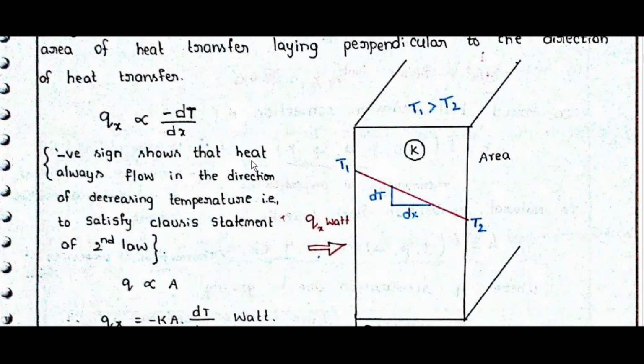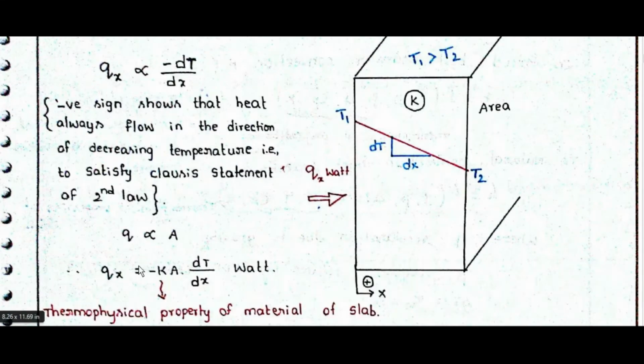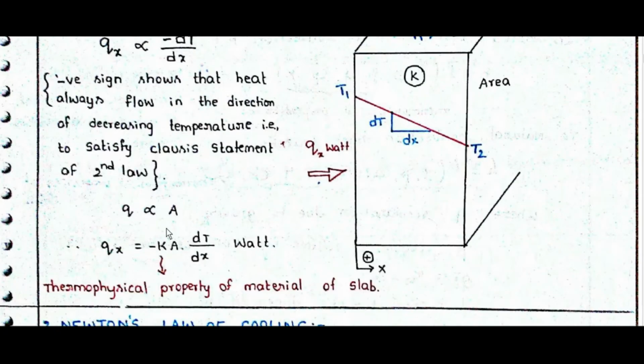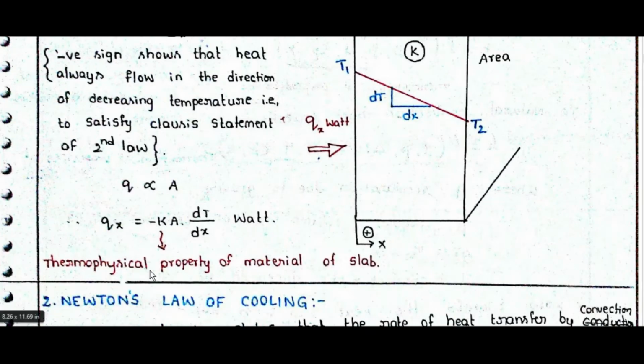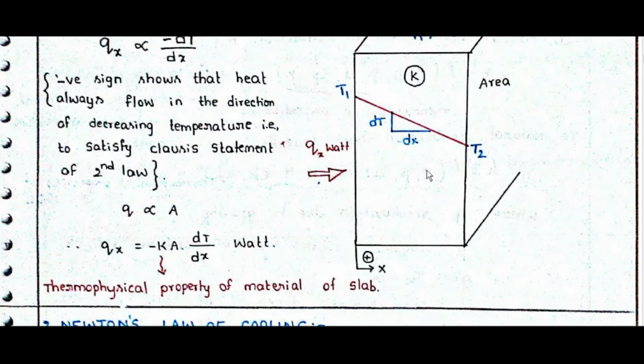The negative sign shows that heat always flows in the direction of decreasing temperature, that is, it satisfies the Clausius statement of the second law. Q is directly proportional to A. Qx is equal to minus K A dT by dx. dT by dx is the slope. K is the thermophysical property of the material of the slab.